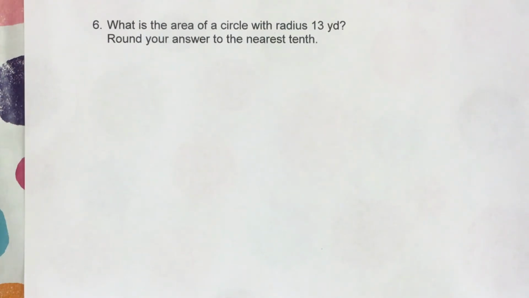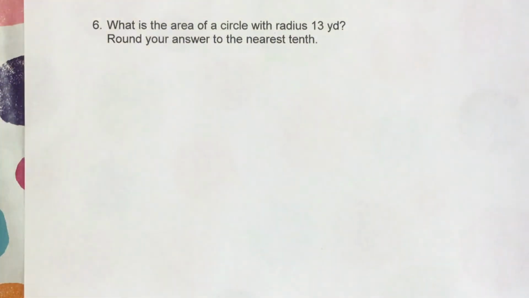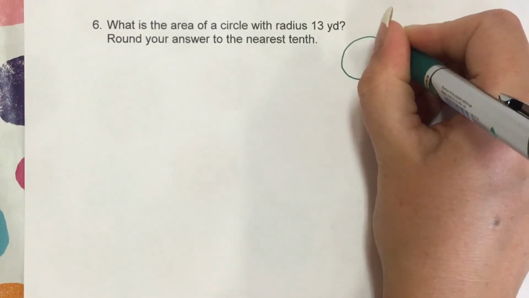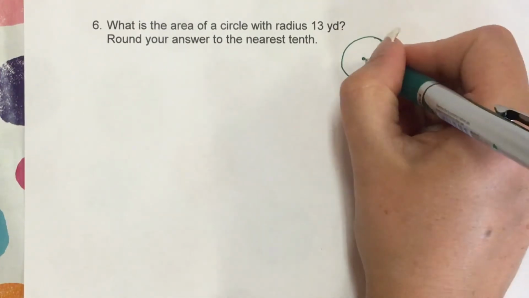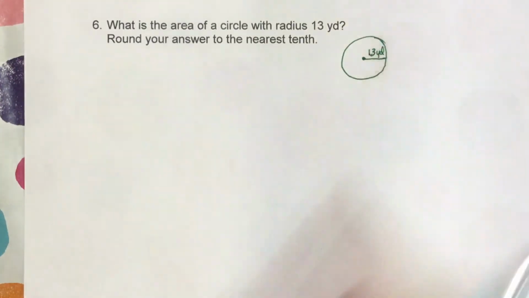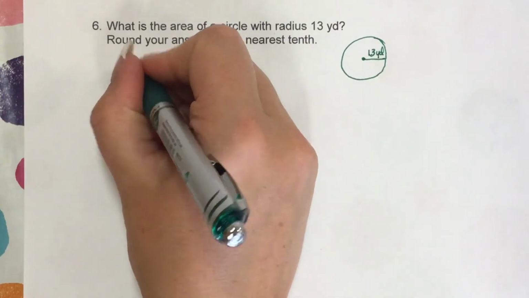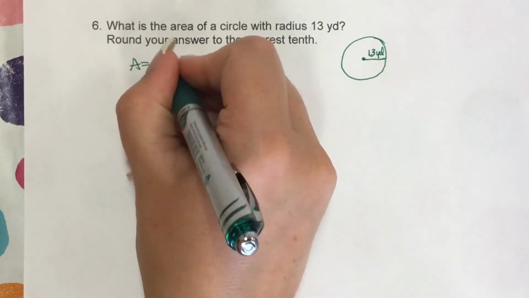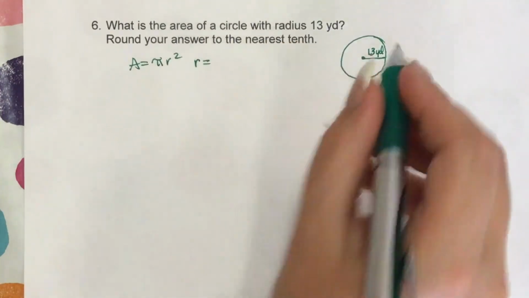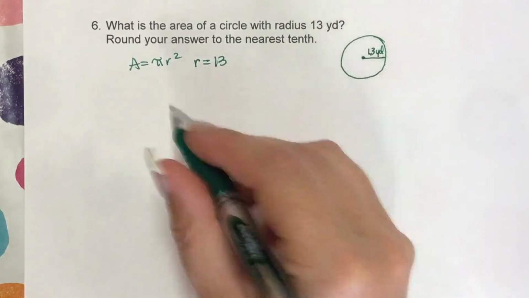Okay, so we're back with problem 6. It says, what is the area of the circle with a radius 13? So we're talking about a circle. I'm going to draw a lovely circle right here. And it says the radius is 13 yards, okay? So we know we're finding the area, so we have to write our area formula. Area equals pi r squared. We're going to define our variables. R is equal to 13. And then we're just going to substitute that into our formula.